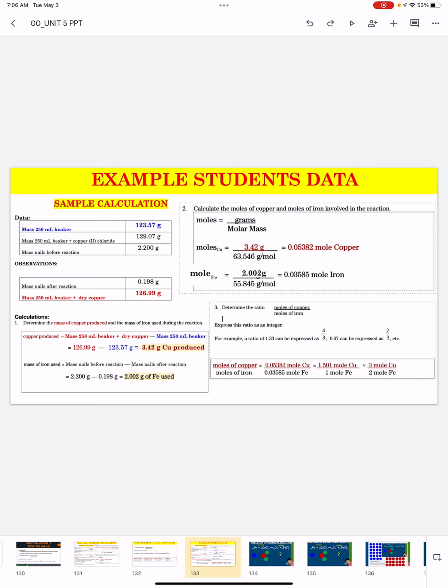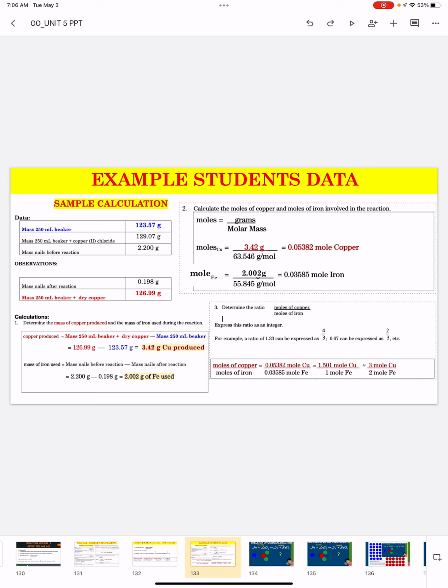Now don't forget how to convert grams to moles for this number 2 step in your calculations. You take the mass of whatever element you're talking about. So for the example of copper, I had 3.42 grams. I divided by 63.546 and I got moles. I could do the same thing for iron.